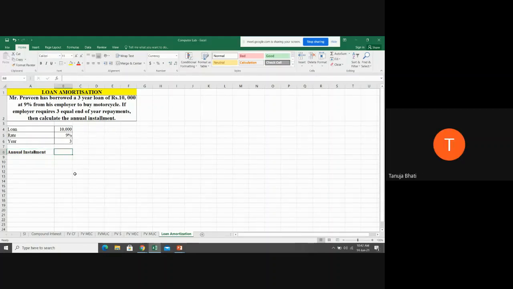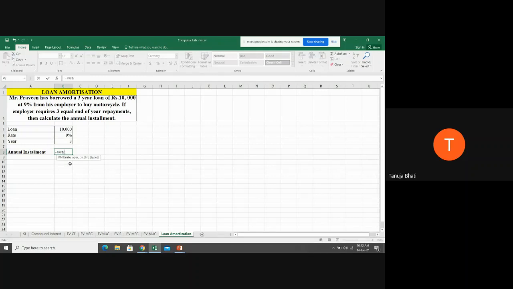Now we know that there's a formula for annual installment manually, that is present value divided by present value annuity factor. But Excel is giving us a ready-made formula. Just write equals to and write PMT. Now PMT, as I told you, is a constant payment, a series of cash flow. So I write PMT and open the bracket.